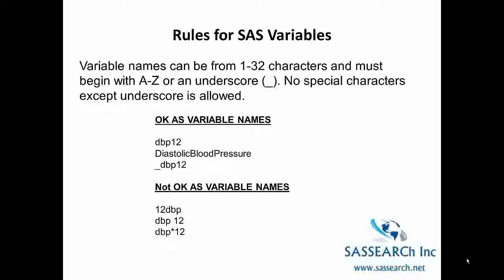Rules for naming SAS variables are pretty simple. They can be from 1 to 32 characters in length, and they must begin with either the letter A to Z or an underscore. Letters, numbers, or an underscore can be used for the second character and on. Special characters like a slash or asterisk are not allowed anywhere in a variable name, nor is a blank. A good practice is to make your variable name as short as possible, but which is still descriptive. I use the variable DBP12 to indicate the diastolic blood pressure at the 12-month visit.